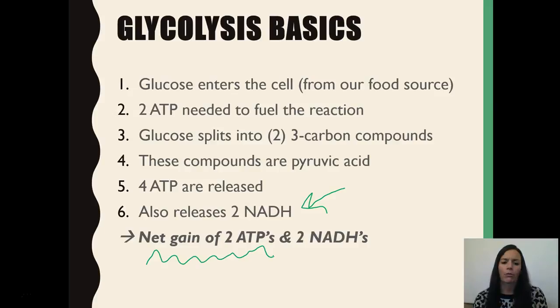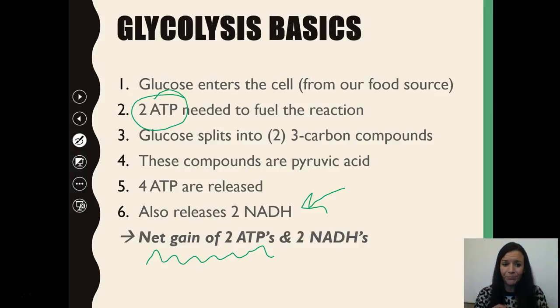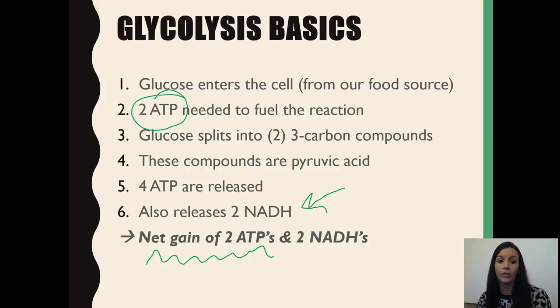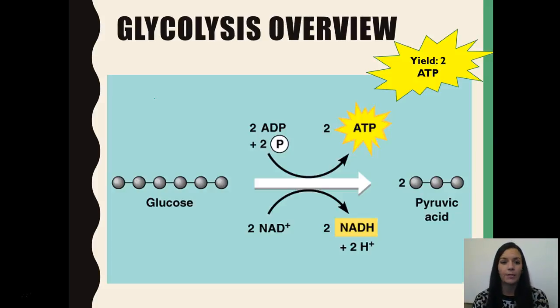And you may be wondering, well, why? We made 4. But think about it. You needed 2 to start it. So if, let's say, you're putting change into a change machine, if you put in 2 quarters and you get back $1, how much did you really get? 2 quarters. So that net gain is 2 ATPs.